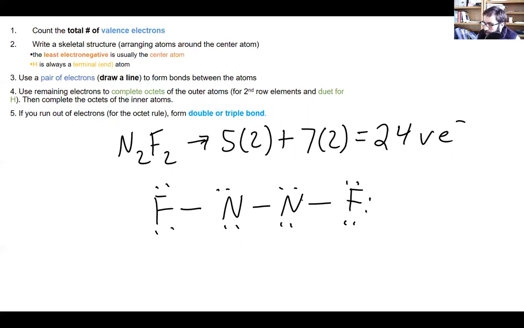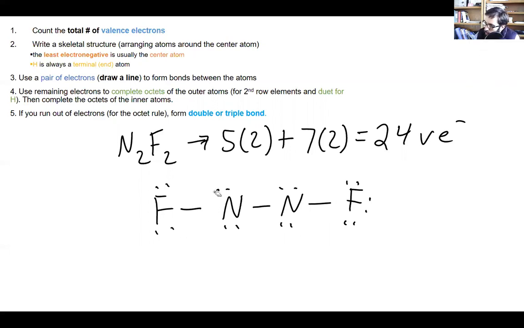Let's see what's following the octet rule or not. 2, 4, 6, 8. Fluorine's good here. Nitrogen, 2, 4, 6, 8. Nitrogen's good. Nitrogen here, 2, 4, 6, 8. Nitrogen's good. Fluorine here, 2, 4, 6. Not good, right? So we're gonna have to add a double bond here. That's what that's telling us.